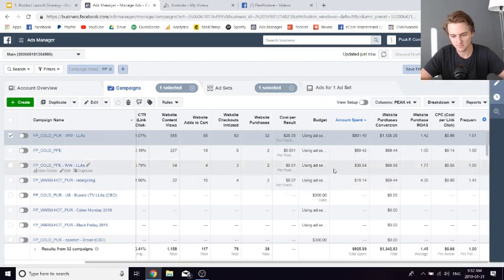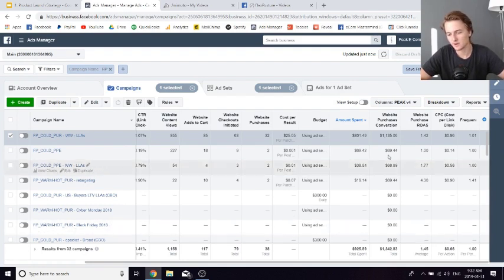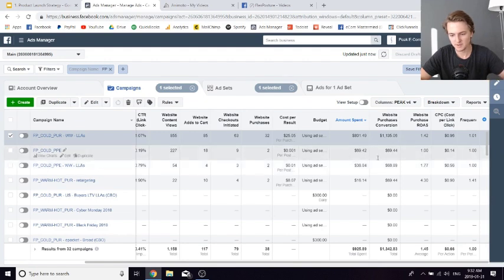On the 22nd, you can see that my amount spent went up quite significantly, and so did the return on ad spend. So I spent $900 to make back 1.45. And what was I spending on? I was still spending on this PPE campaign, same thing.